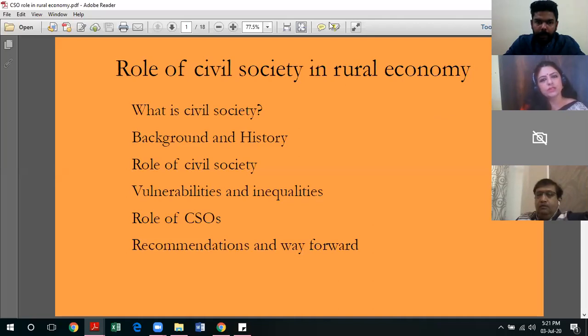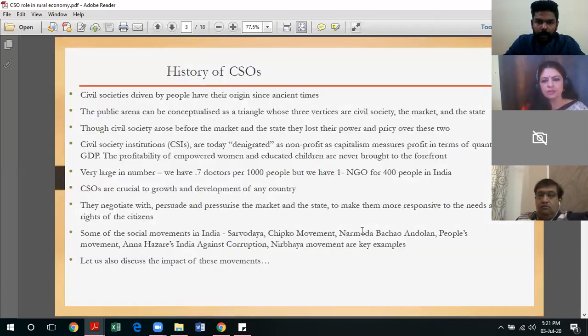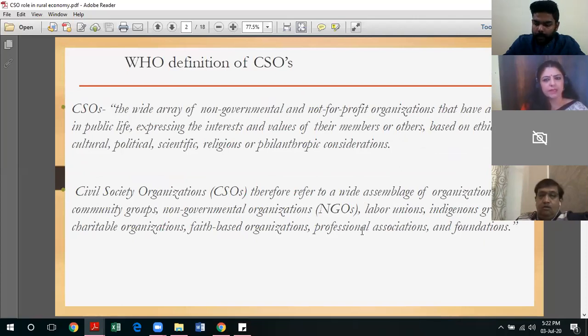If we go by the WHO definition of CSO, it says CSOs are a wide array of non-governmental, non-profit organizations that have presence in public life, expressing the interests and values of members and others based on ethical, cultural, political, scientific, religious, and philanthropic considerations. What I mean to say is that the CSO domain is an assemblage of community groups, non-governmental organizations, non-profit organizations, labor unions, charitable organizations, faith-based organizations, and philanthropies. They all together are the culmination of those organizations who want to be the change agents, who want to do something for the overall development of society.